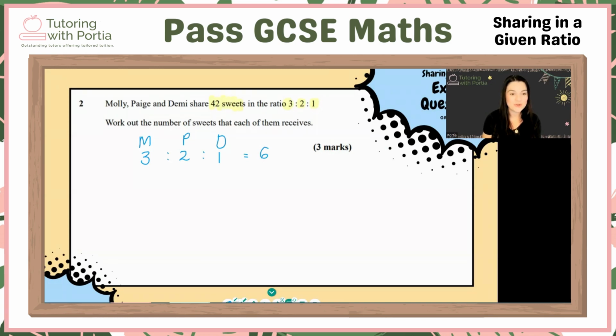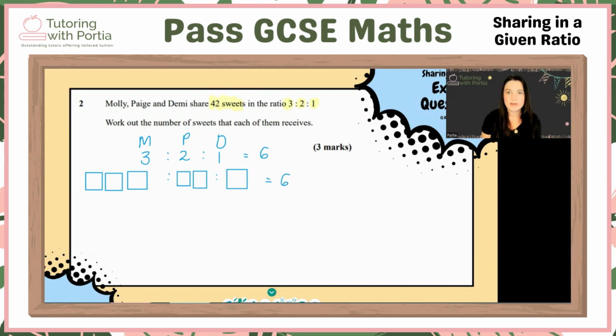Now, if you want to draw what that looks like at this stage, absolutely fine. Sometimes students find it much easier to represent that by using a drawing. So Molly has got her 3 parts, Paige has got her 2, and Demi has got 1. And we know that those are all in equal value. Again, there are 6 parts in total.